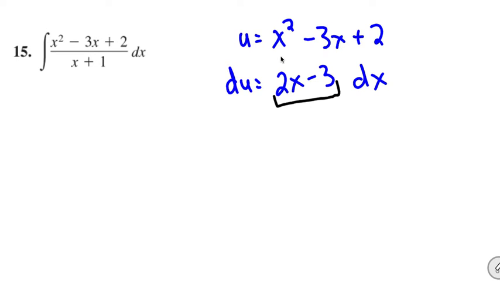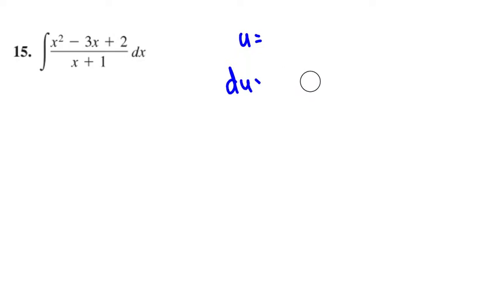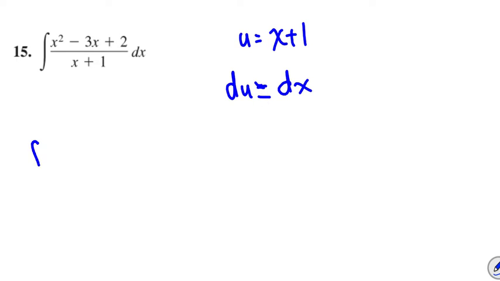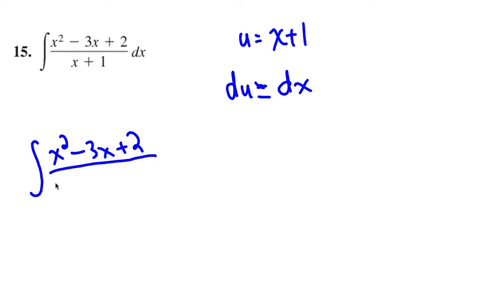So then our other option is to set u equal to our denominator. Let's try that and see what happens. So u is x plus 1, and then du is equal to dx. Now you might be saying that doesn't really help, because this is going to be the integral of x squared minus 3x plus 2 over u, du. The problem here is that we have x's in here, and that's not okay. We can't have x's there.